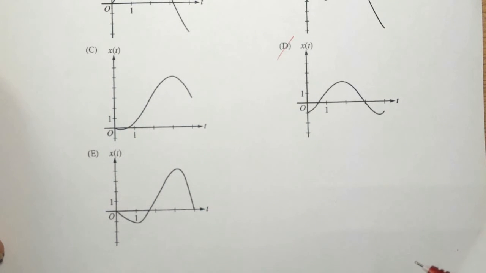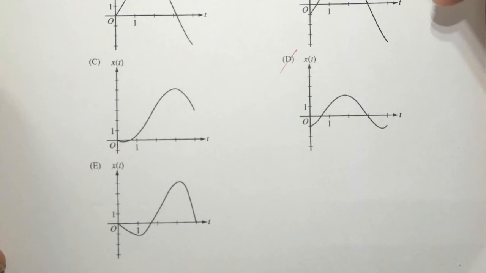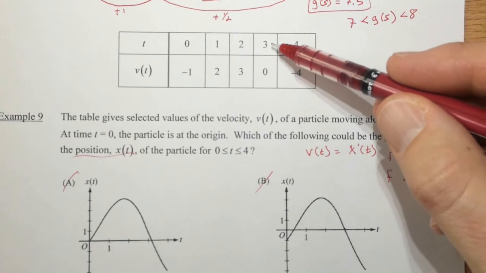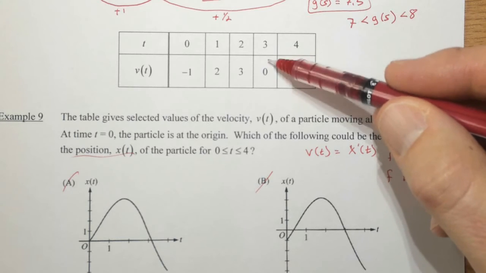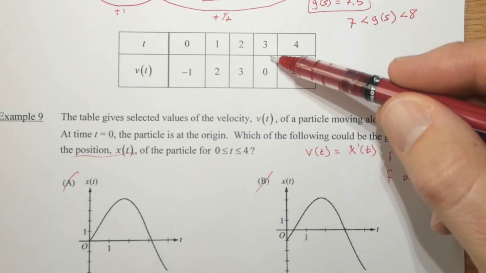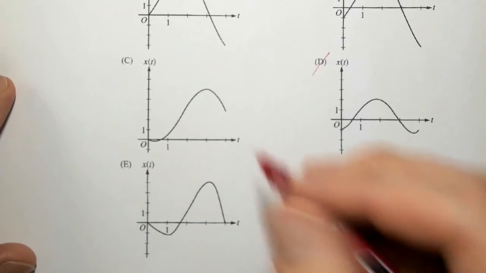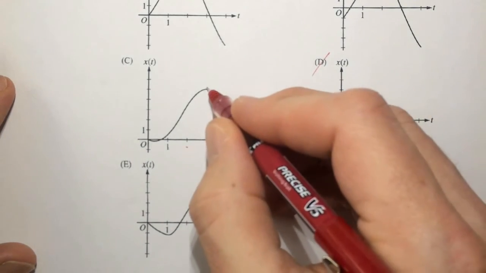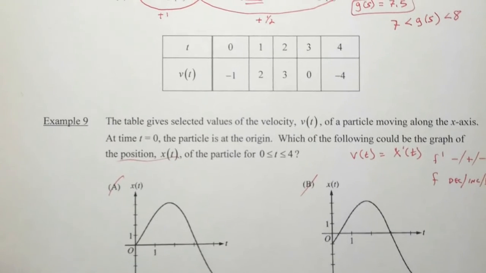Okay, well, let's go a little bit further here. We see that the derivative is equal to 0 at time t equals 3, which means we need a horizontal tangent line, right? The derivative is the slope of the tangent of the curve. We need a horizontal tangent line at t equals 3. Going to our two choices, 1, 2, 3, we've got a horizontal tangent line. So that doesn't help us out. What else do we know?